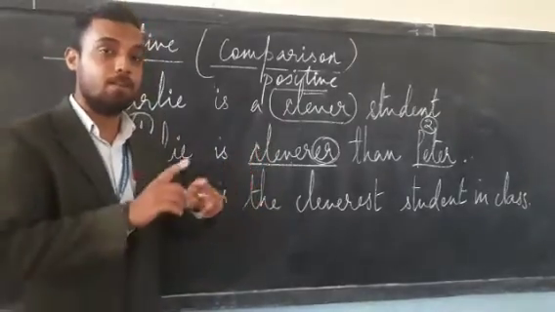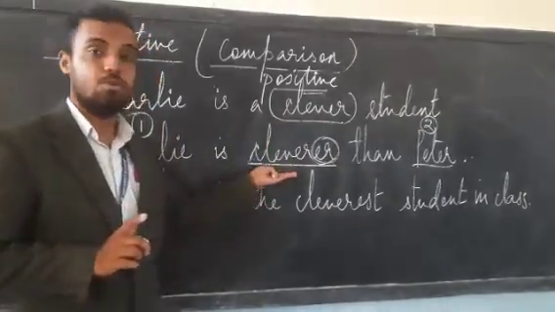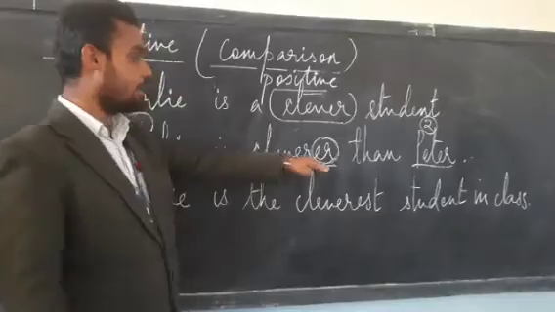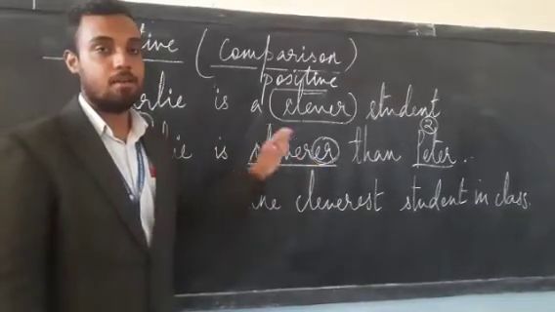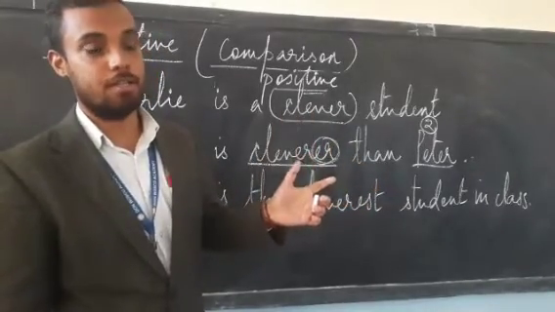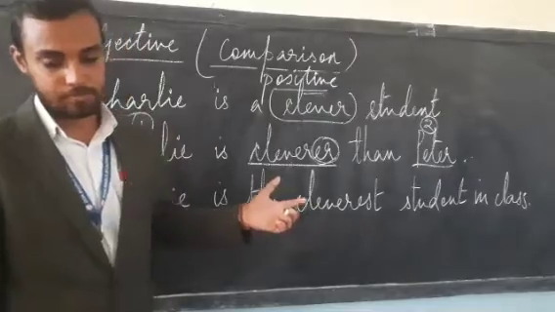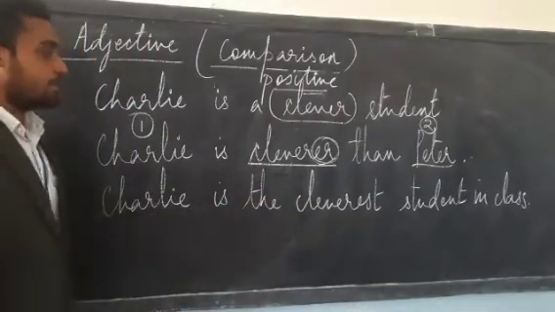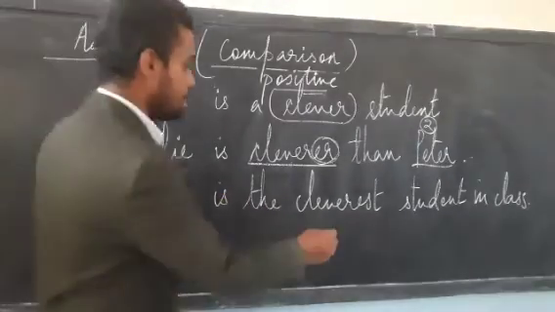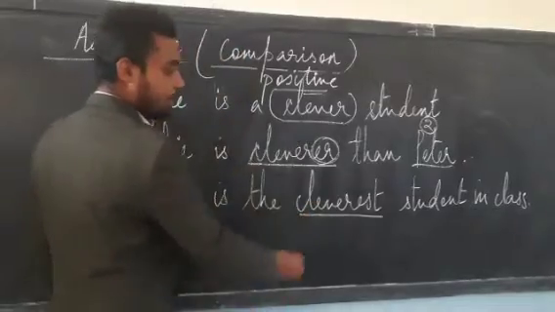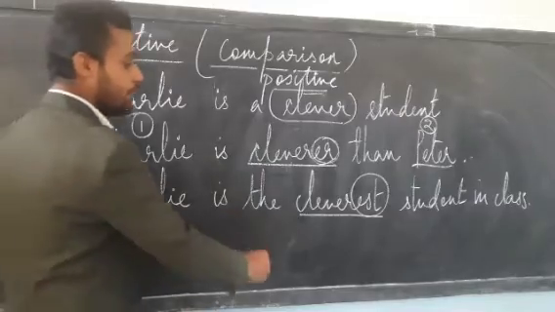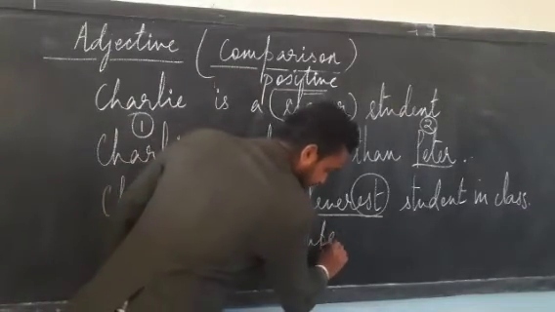Whenever we are comparing between two persons, we are going to use the comparative degree. And a comparative degree will generally look like ending with er. Clever, cleverer, cleverest. Cleverer is comparative degree. Happier, comparative degree. Sadder, comparative degree. Now come to the third sentence. Charlie is the cleverest student in class. Here again the adjective is clever, but it is ending with est, cleverest. This is the superlative form, superlative degree.